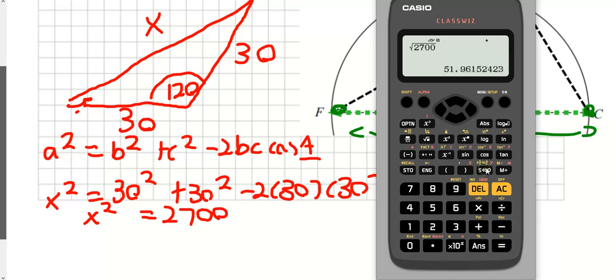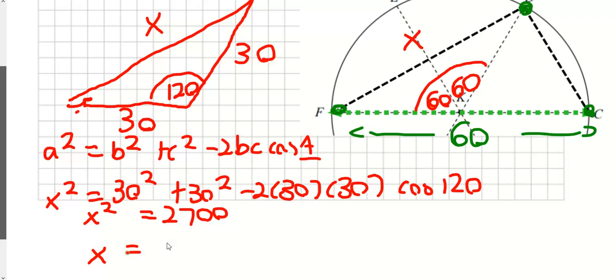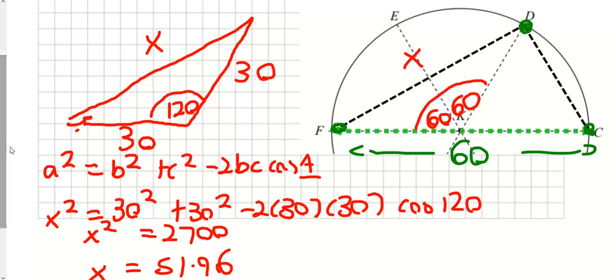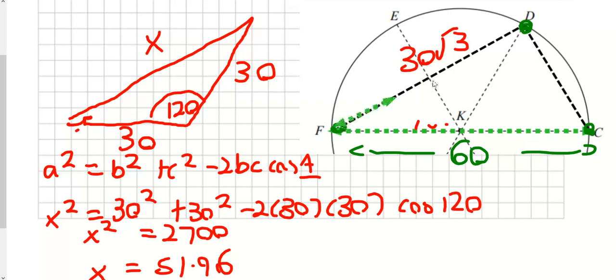Thirty root 3, otherwise known as 51.96. Now, everybody looking? I'm about to do something else now, okay? So that's 51.96 or 30 root 3. I'll call it 30 root 3. Okay. What type of triangle is the green triangle I'm coloring in here? What type of triangle is that?